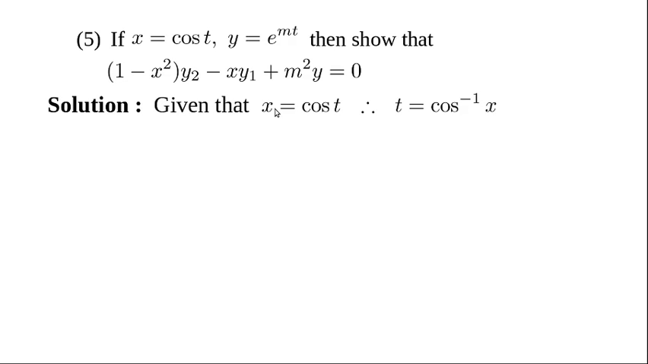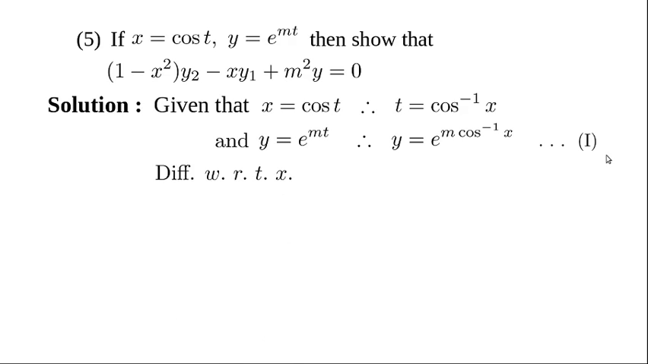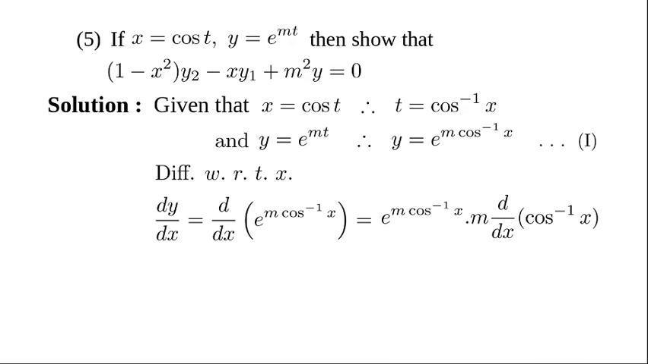Okay, we are given x equals cos t, therefore t is equal to cos inverse of x. And also we have y equals e raised to mt. Now here in the power, t is replaced by cos inverse of x. Therefore y becomes e raised to m cos inverse of x. Let us call it equation 1. Differentiate with respect to x. So dy/dx equals the derivative of e power m cos inverse of x, so this is e raised to m cos inverse of x, m into d/dx of cos inverse of x.